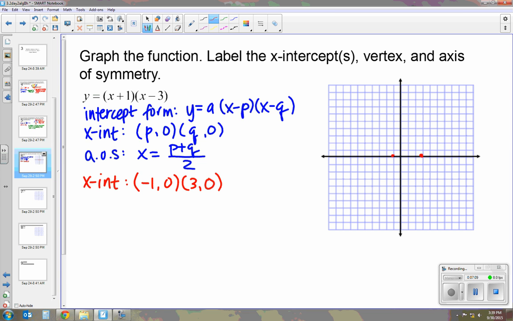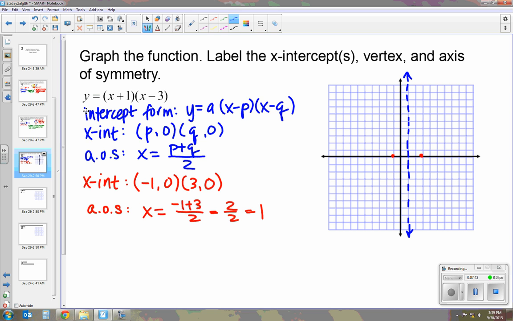And always when you have a parabola, points are equally distant from each other, and the axis of symmetry is in the middle. And to get the middle of something, we add them up and divide by 2. So we're getting the average or the middle, so that's why we do p plus q divided by 2. For this one, the axis of symmetry is x equals -1 plus 3 over 2, which equals 2 over 2, which is equal to 1. So our axis of symmetry is at x equals 1.